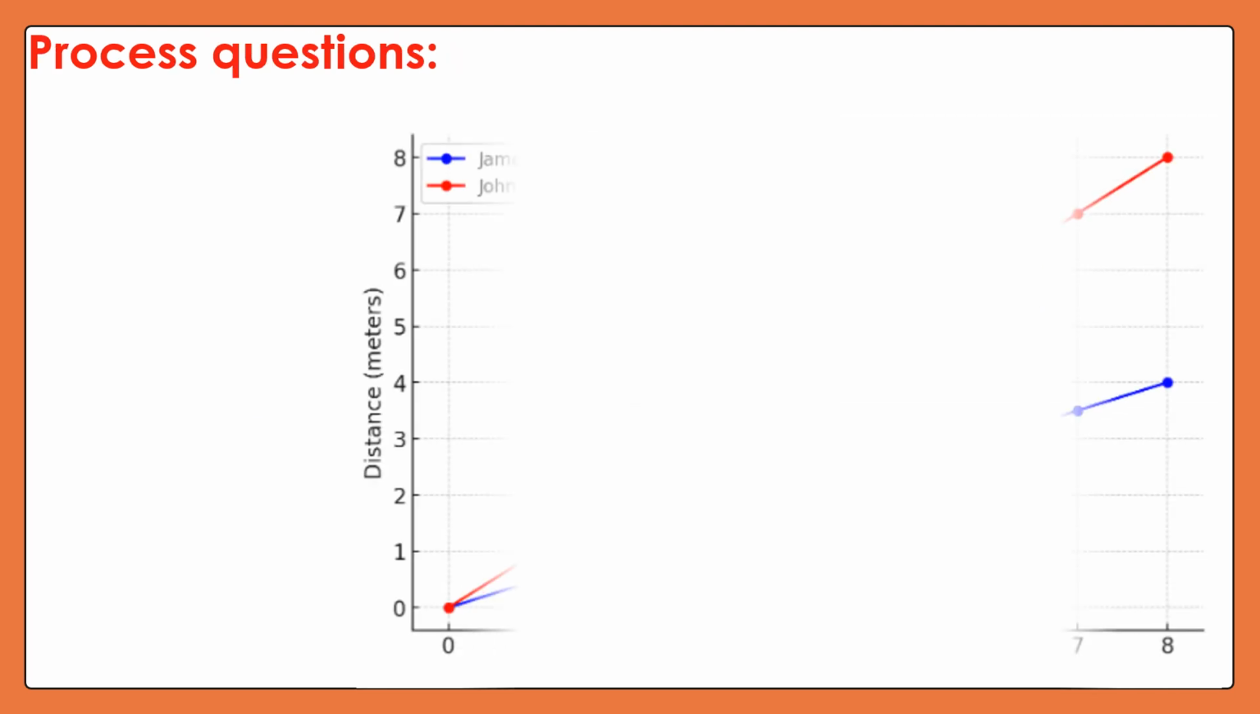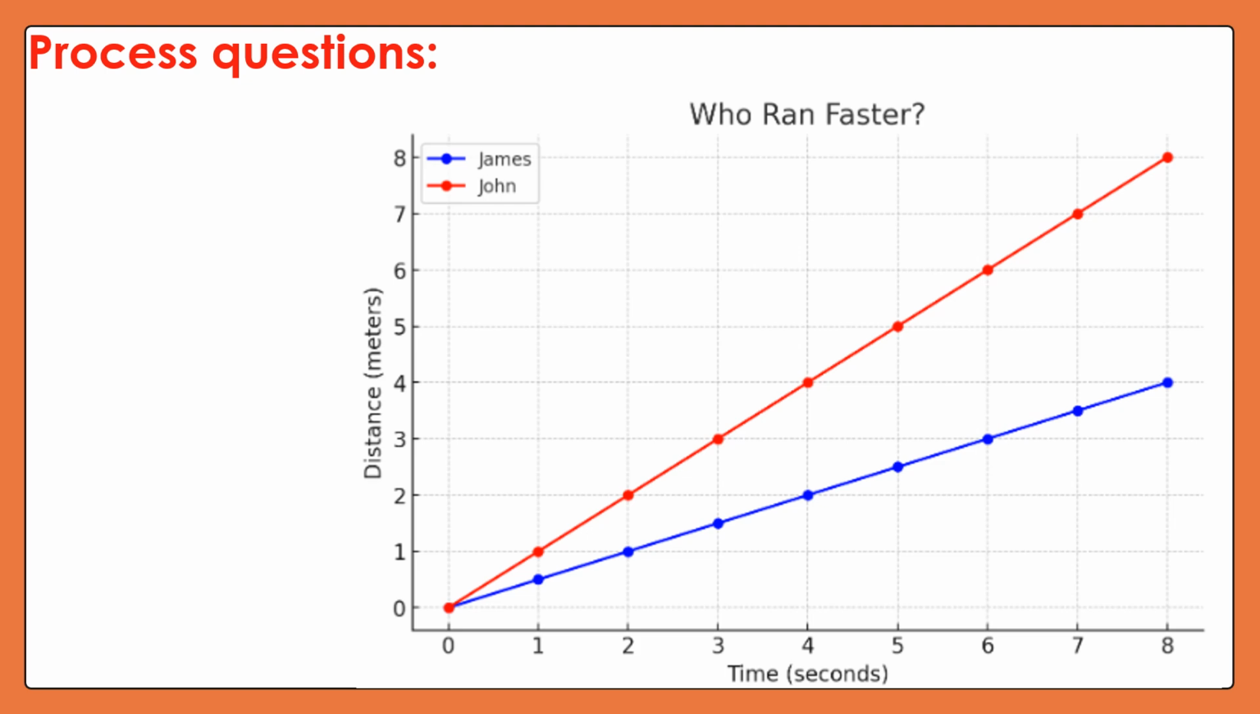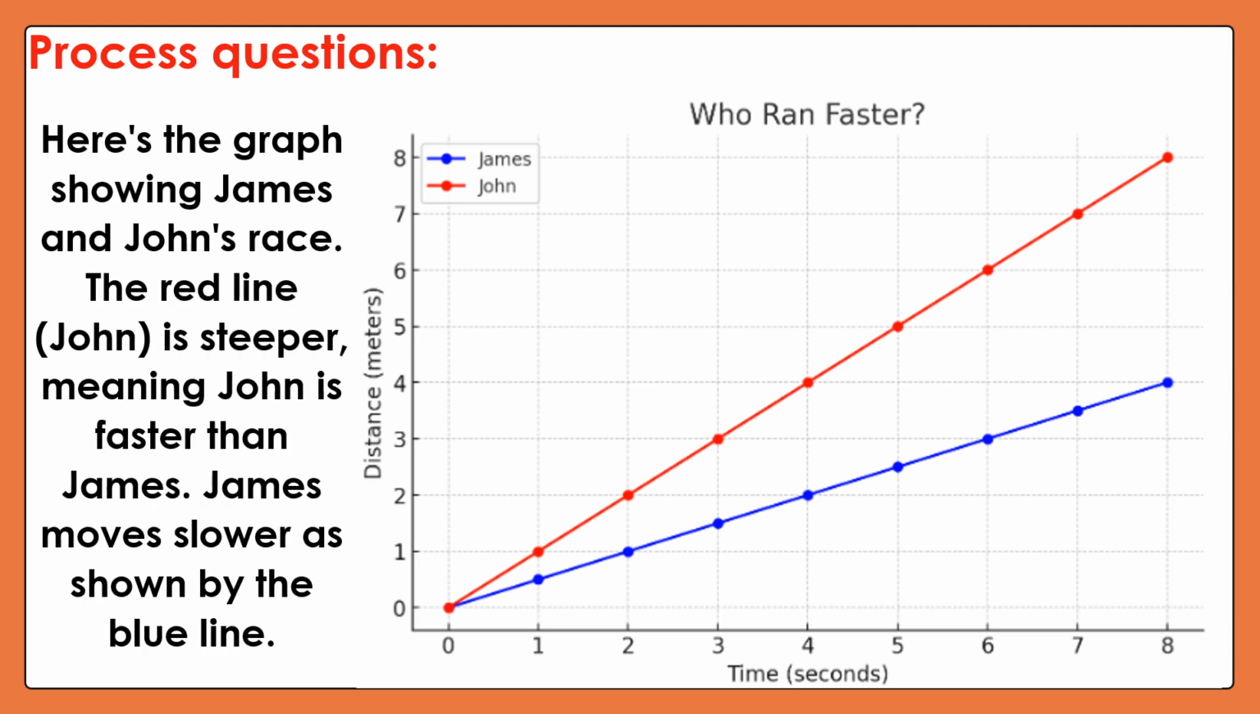Process question, who ran faster? Here's the graph showing James and John's race. The red line for John is steeper, meaning John is faster than James. James moves slower as shown by the blue line.